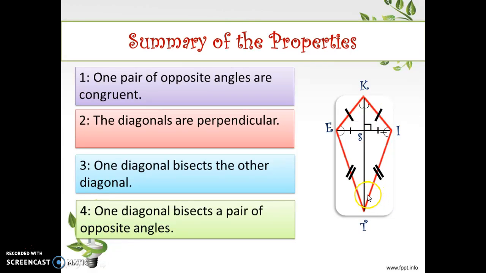And also this angle T here, we have angle ETS or angle ETK is congruent to angle ITS or angle ITK. Did you get it? If yes, let's try an example.